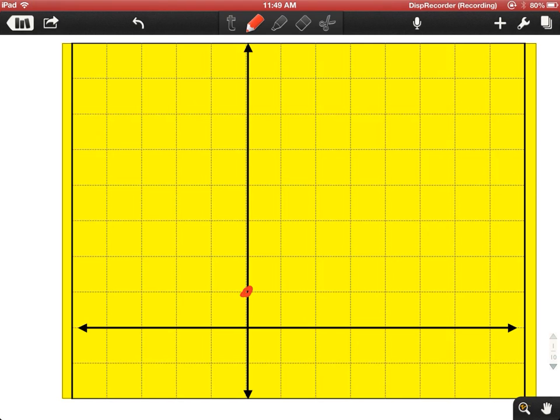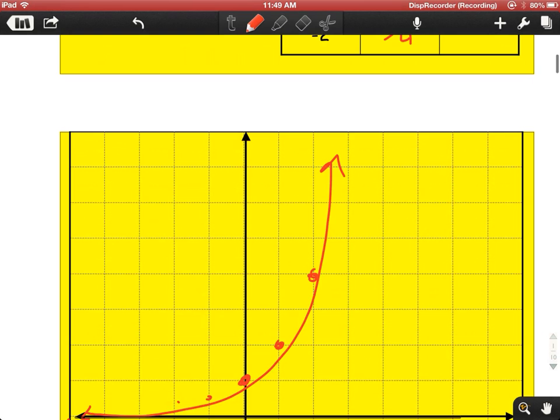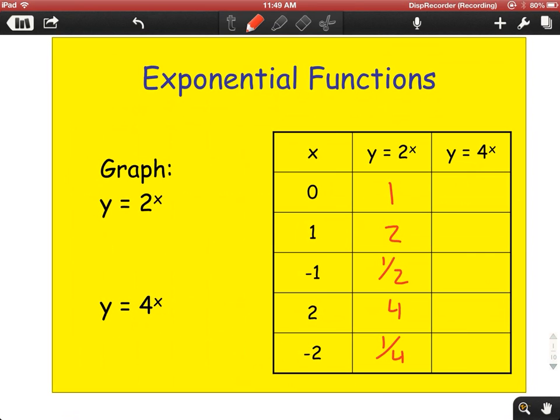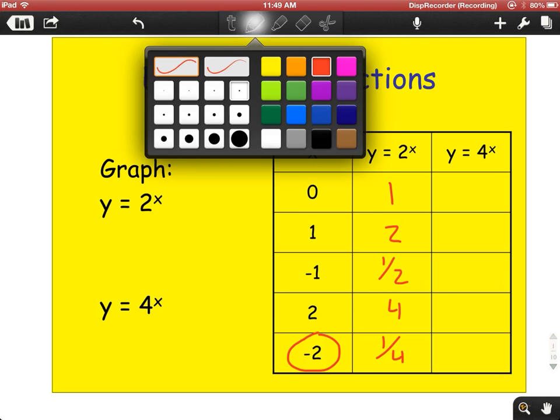So we have (0, 1), we have (1, 2), we have (2, 4). So 2 to the x looks something like that, and there's a horizontal asymptote along the x-axis at y equals 0. And hopefully you can see from the table of values that if I increasingly plug in negative numbers, I will never get a negative answer because negative exponents create fractions. They don't create negative numbers. So you're never going to get below 0.